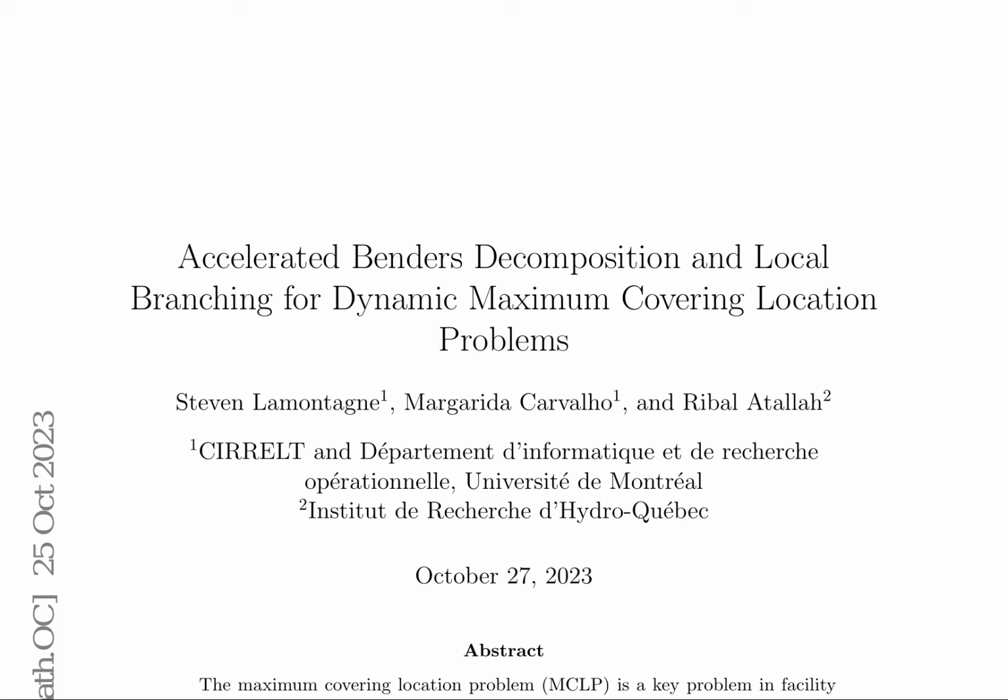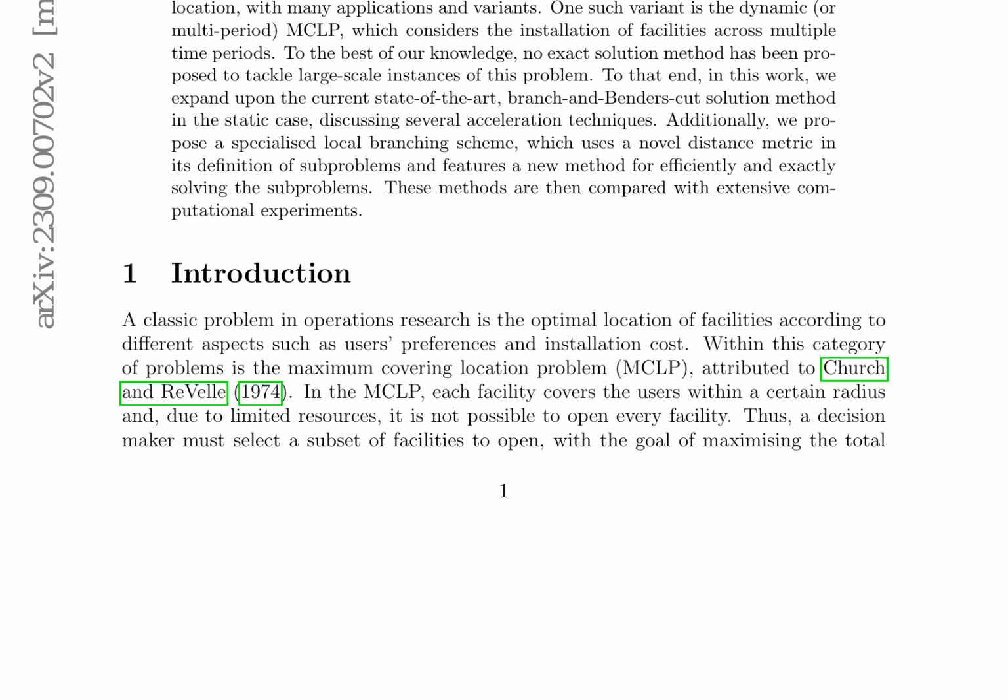The paper discusses the dynamic maximum covering location problem, a variant of the MCLP that considers the installation of facilities across multiple time periods. It proposes an accelerated Benders decomposition and local branching scheme to tackle large-scale instances of this problem. The authors expand upon the current state-of-the-art branch-and-Benders-cut solution method for the static case, introducing several acceleration techniques and a novel distance metric for the local branching scheme.